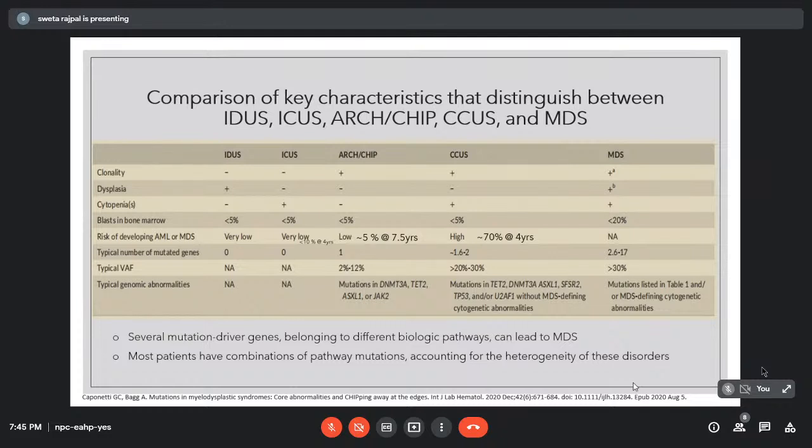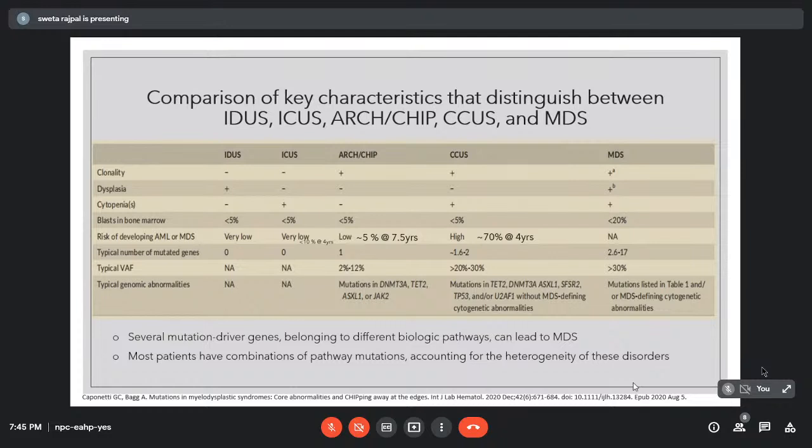The next stage is called ICUS, idiopathic cytopenia of undetermined significance, where we have only cytopenia without any dysplasia or clonality. They have a very low risk of developing into AML, less than 10% at 4 years, and they do not have any typical genomic abnormalities of MDS.